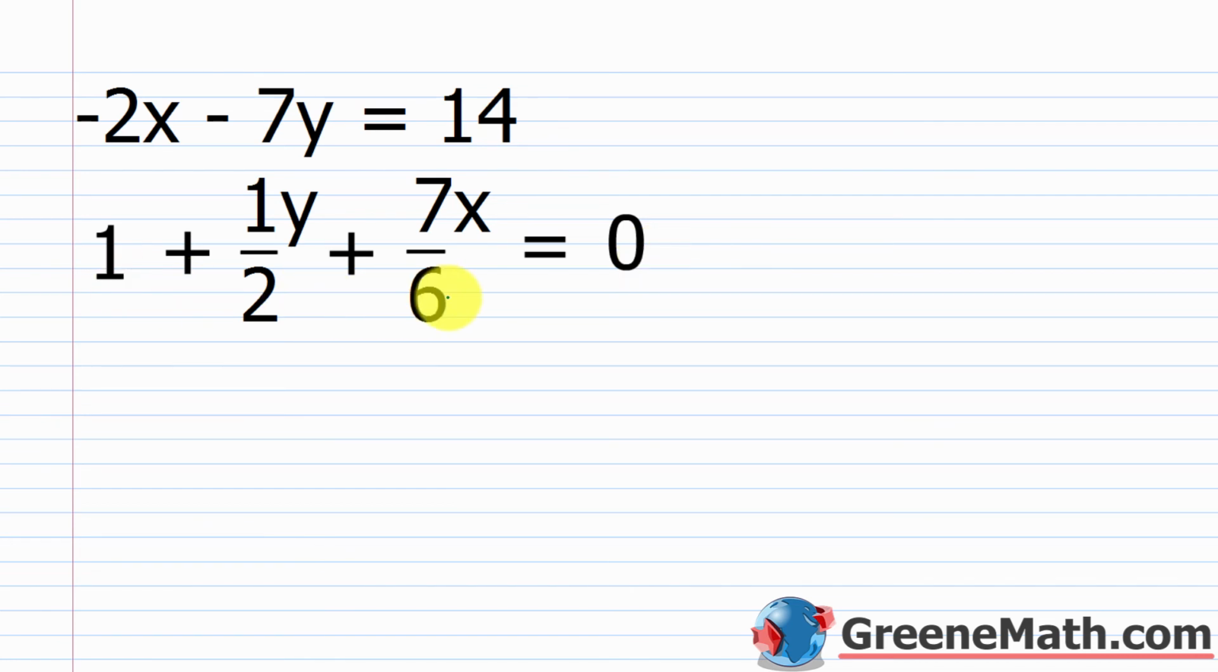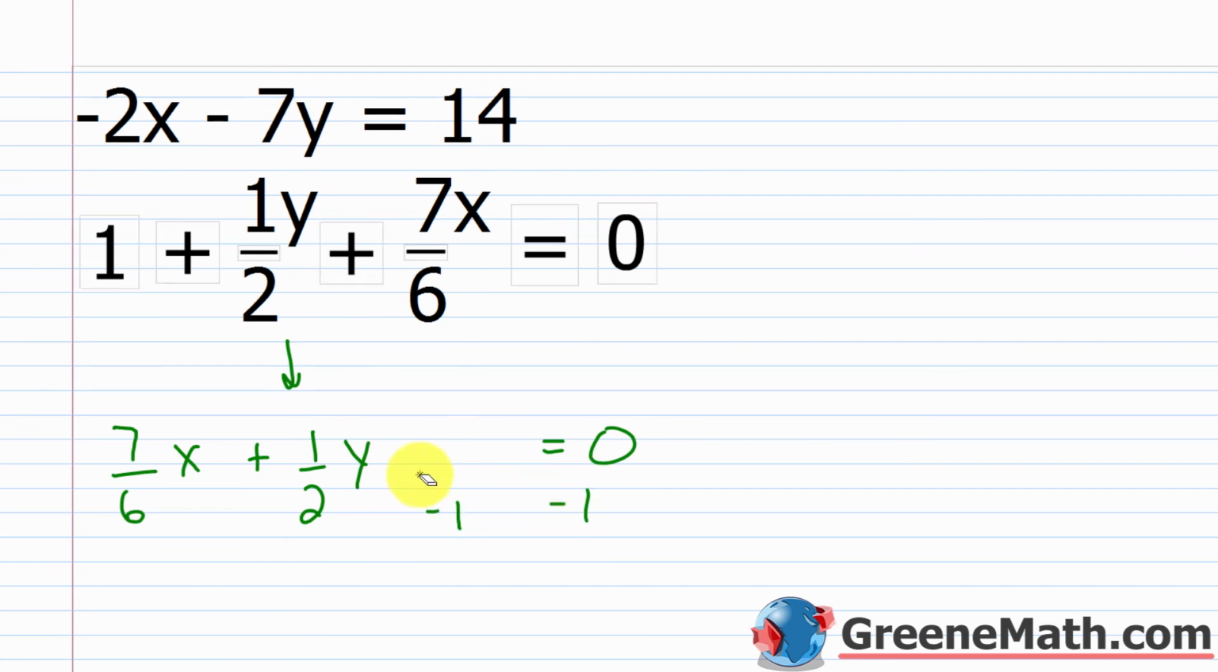So because this is all addition here, I can switch the order around. I could rewrite this as 7/6 x plus 1/2 y plus 1 equals 0. And I could simply subtract 1 away from each side of the equation. And I would just basically have equals negative 1. Now, a lot of us don't like to work with fractions. So it's very easy to clear fractions from an equation. You multiply both sides by the LCD. The LCD here would be 6.